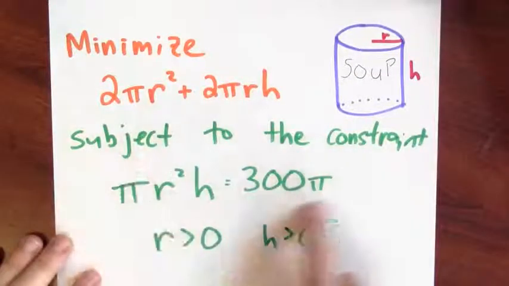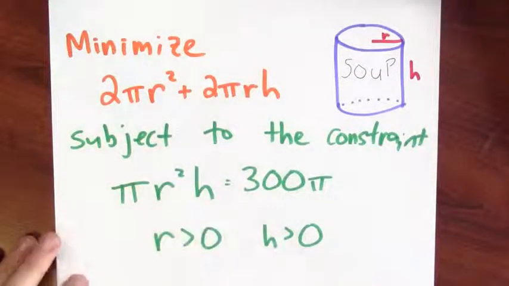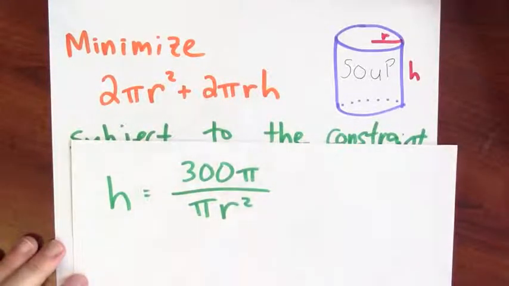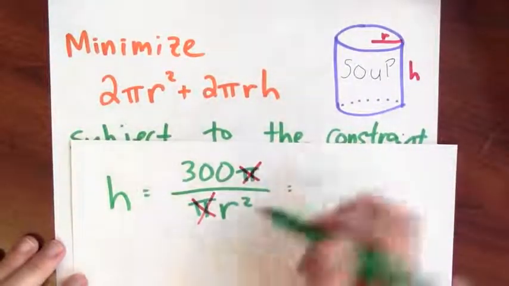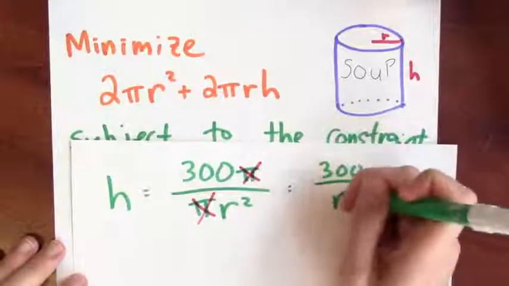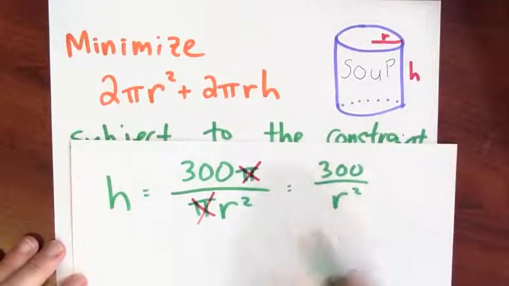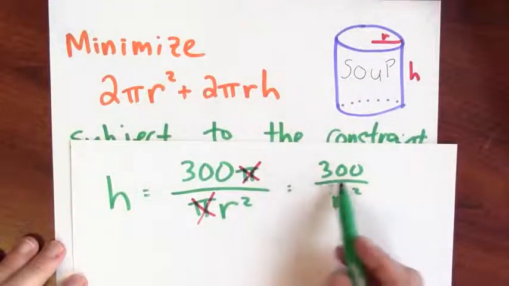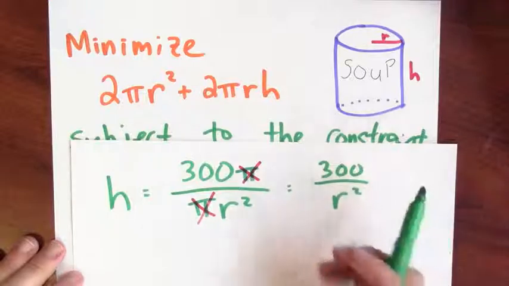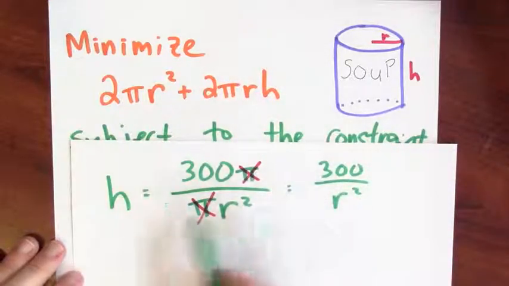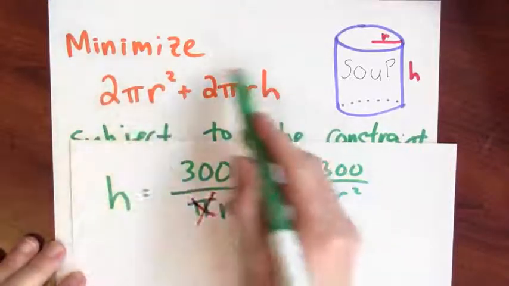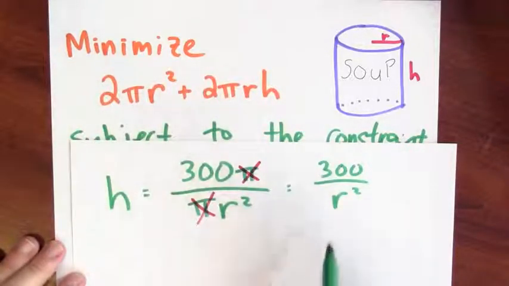So here we go. Let's take this constraint and let's solve for h, right? And if I start doing that, well, h is 300 pi over pi r squared, and I can cancel these pi's, and I'm just left with h is 300 over r squared. So for a given radius, this is how tall I need to make the soup can to guarantee that the soup can holds 300 pi cubic centimeters of soup. Now once I've got an equation for h in terms of r, I can use this to rewrite the thing I'm trying to minimize just in terms of r.